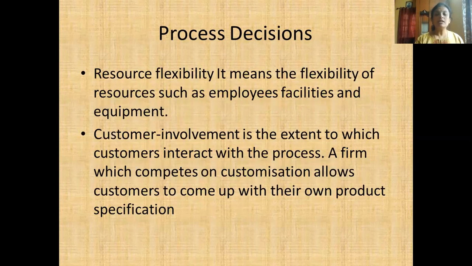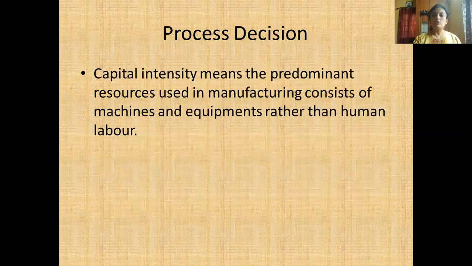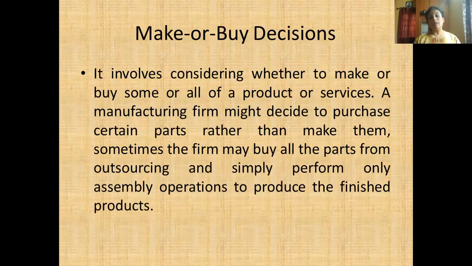Resource flexibility means the flexibility of resources such as employees, facilities, and equipment. Customer involvement is the extent to which customers interact with the process. A firm which competes on customization allows customers to come up with their own product specification. Capital intensity means the predominant resources used in manufacturing. It consists of machines and equipment rather than human labor. So I have already mentioned that make or buy decision is very important. It involves considering whether to make or buy.